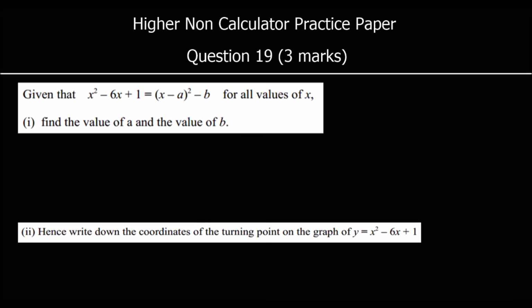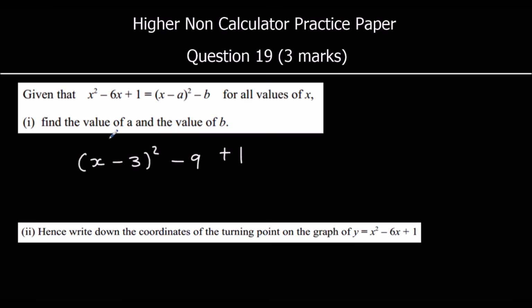Question 19. Given that x squared minus 6x plus 1 is x minus a squared minus b, so that's completing the square. In completing the square format, we need to find the value of a and b. So to do that, we half this middle number. Negative 6 halved is negative 3. Take away that number squared. So 3 squared is 9. We're going to take away 9 and then plus 1.